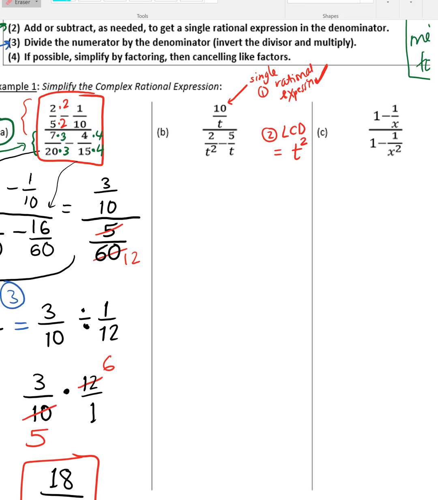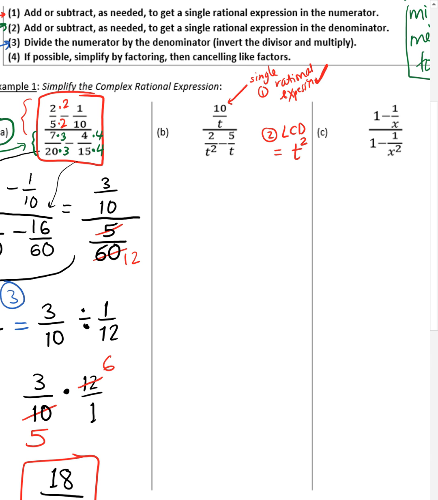Alright, now that I know what the LCD is, now I can see, for the first fraction, what would I need to multiply it by to force it to have that denominator. Well, the first fraction already has that denominator, so I don't need to do anything to it. It's really the second one I need to work on. His denominator is a t, so I ask myself, t times what would make that LCD t squared? That'd be another t, but I have to multiply numerator and denominator by the same thing. So that has to be a t over t.